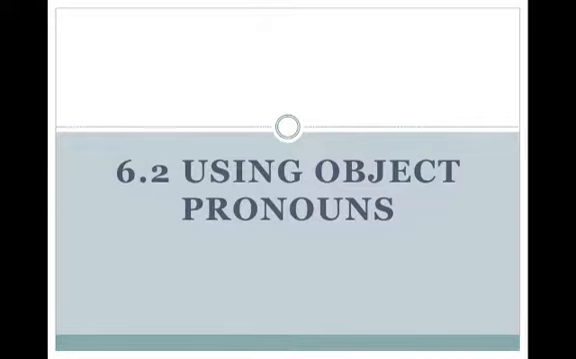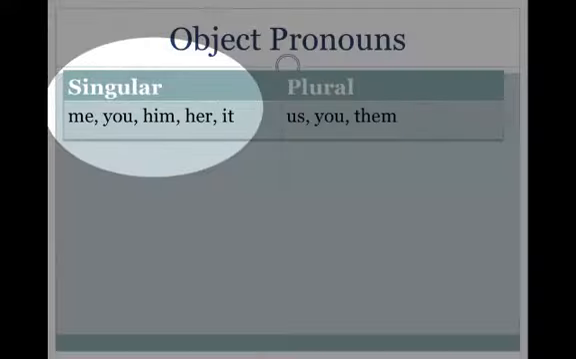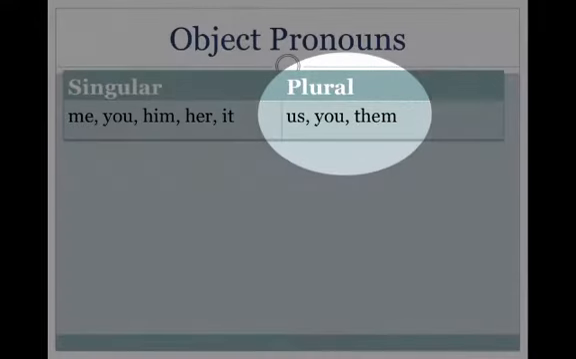Video 6.2, Using Object Pronouns. Object pronouns. The singular object pronouns are me, you, him, her, and it. The plural object pronouns are us, you, and them.